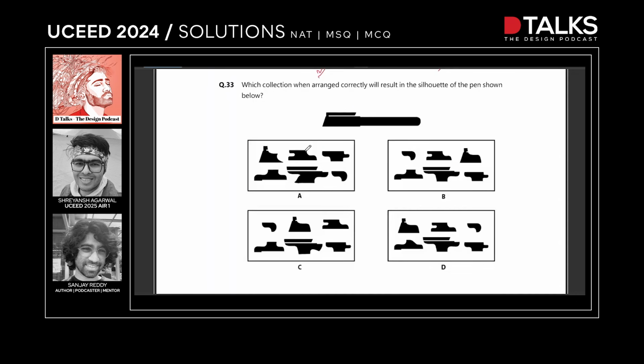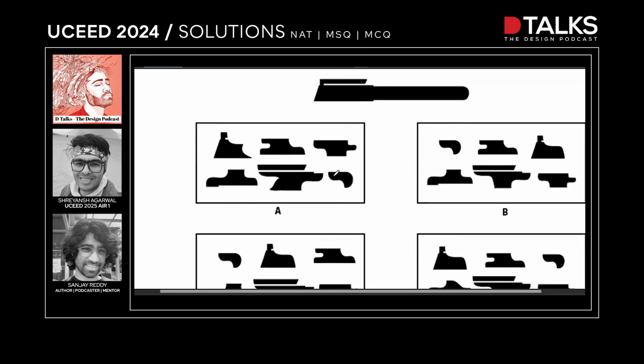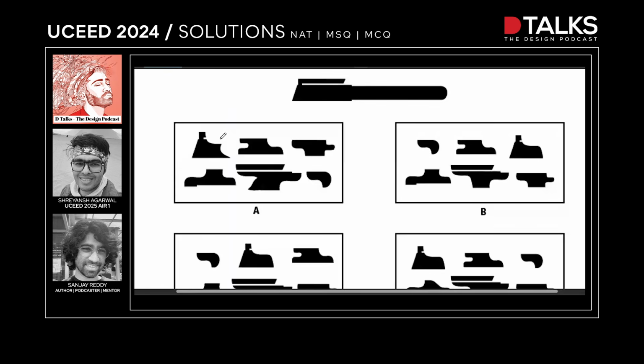Which collection, when arranged correctly, will result in the silhouette of the pen shown below? So we just go option by option. In option A, you want a piece over here, right? So this is the first part. Then this will join in after it. But you see, this shape is wrong. So option A is wrong. This shape is different.